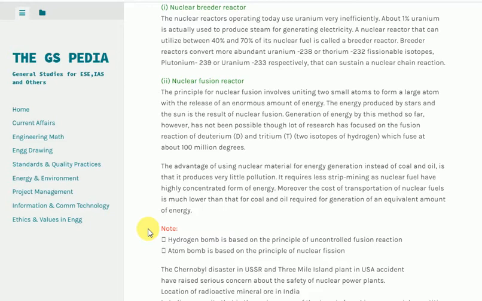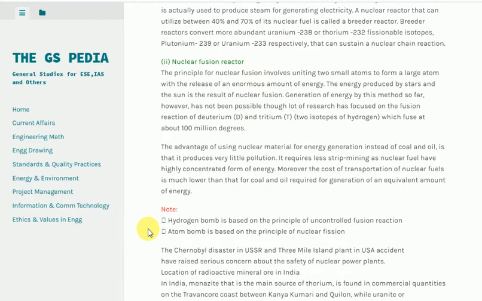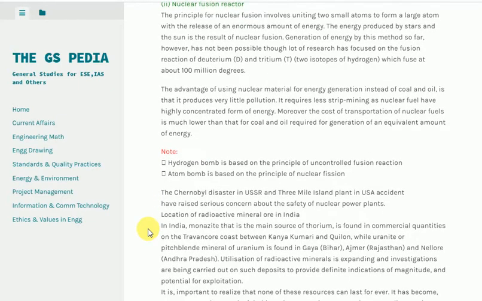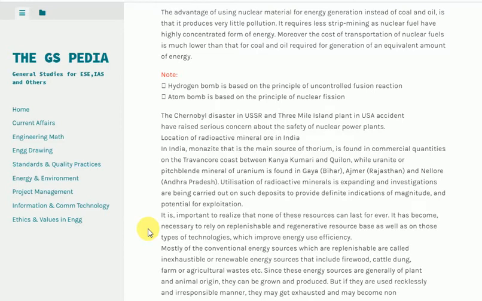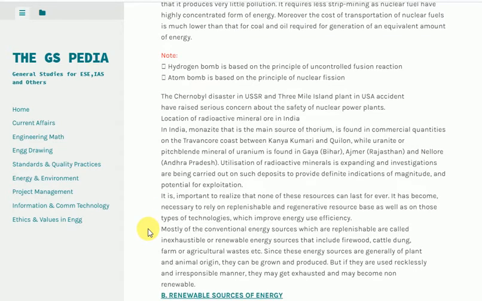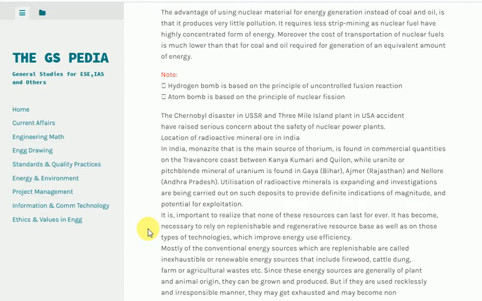Note: the hydrogen bomb is based on the principle of uncontrolled fusion reaction. The atom bomb is based on the principle of nuclear fission. The Chernobyl disaster in the USSR and the Three Mile Island plant accident in the USA have raised serious concern about the safety of nuclear power plants. Location of radioactive minerals in India.